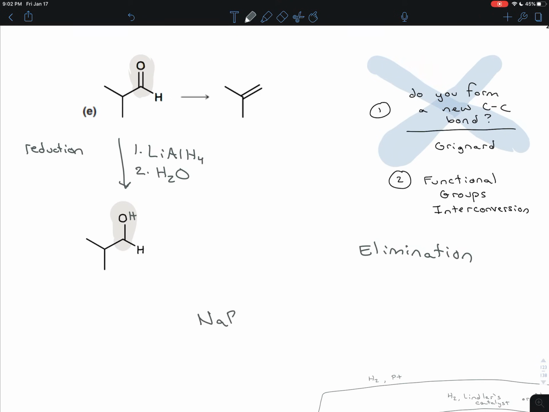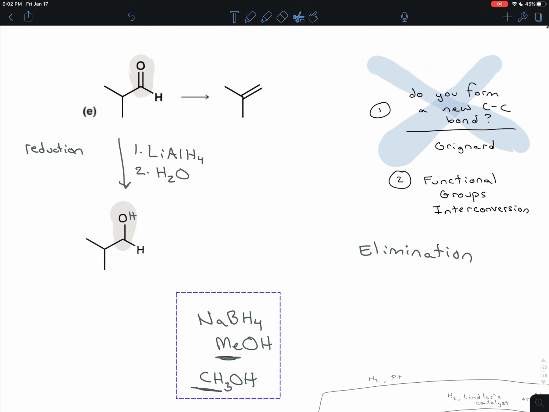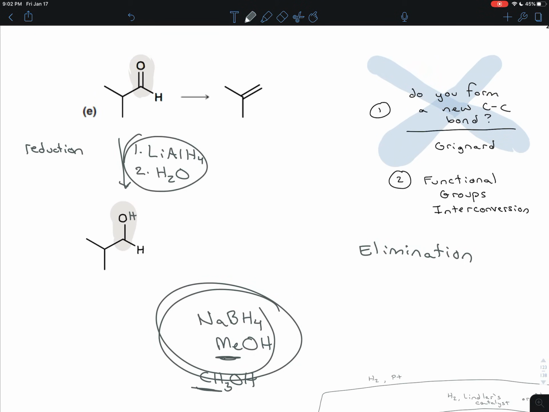Notice that if you use sodium borohydride, this particular book likes to use methanol as the solvent, so that's CH3OH. This Me is just the CH3. And this is serving the same purpose as the water here. It's just a proton source, so you could do a proton transfer. Notice also with sodium borohydride, when you use that, it's not in separate steps. This is all together. With lithium aluminum hydride, these are in separate steps.